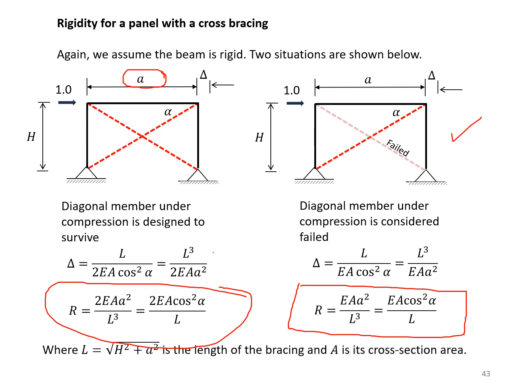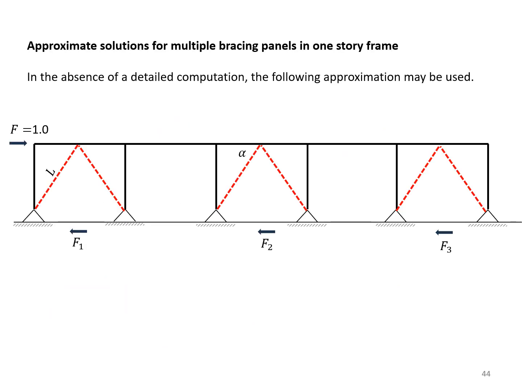All right, now, if you have a situation like this, when you have several bracing appearing in the frame, so here bay number 1, bay number 3, bay number 5 have the same bracing. The length of each bracing is L. When we put applied load equal to 1, notice that this force is actually divided equally for each panel, for each bay. F1, F2, and F3, if they are identical, they are the same.